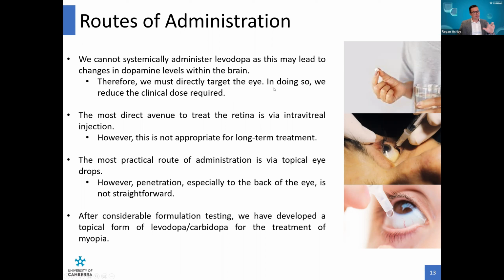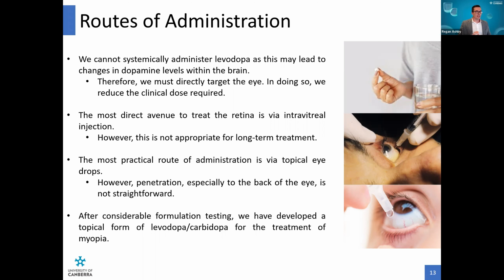And a critical thing about this is by directly targeting the eye, we actually are able to also reduce the clinical dose. As soon as you give it systemically, we have to increase the dose many, many folds to make sure that enough clinically makes it to the target tissue. But if we can directly target the eye, we can reduce the clinical dose, as I'll show you. Now, the most direct avenue, therefore, to treat the eye would be, as shown here, a normal intravitreal injection, which is the common way we use in our experimental myopia models. But this would not be appropriate long-term.